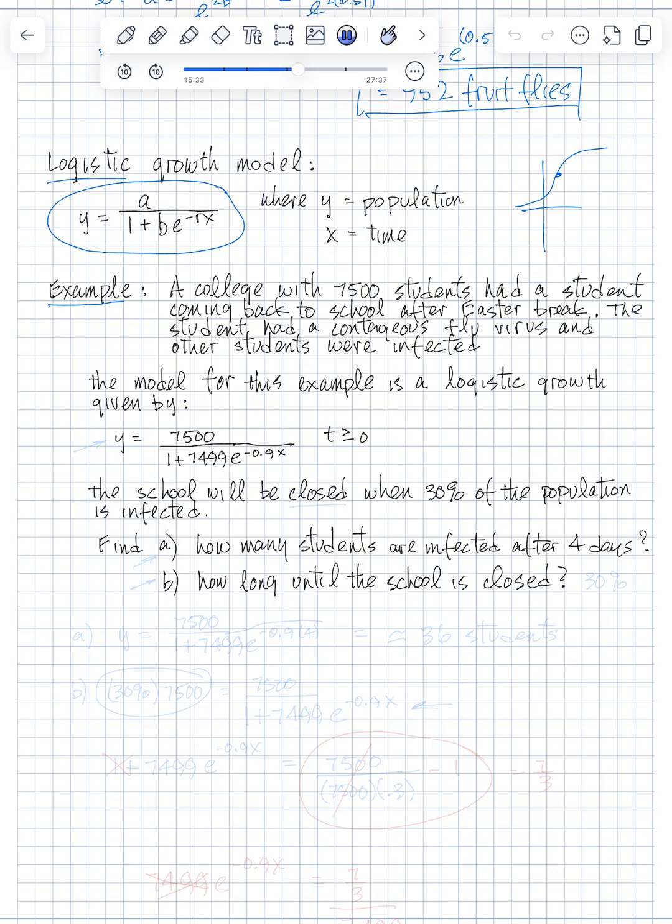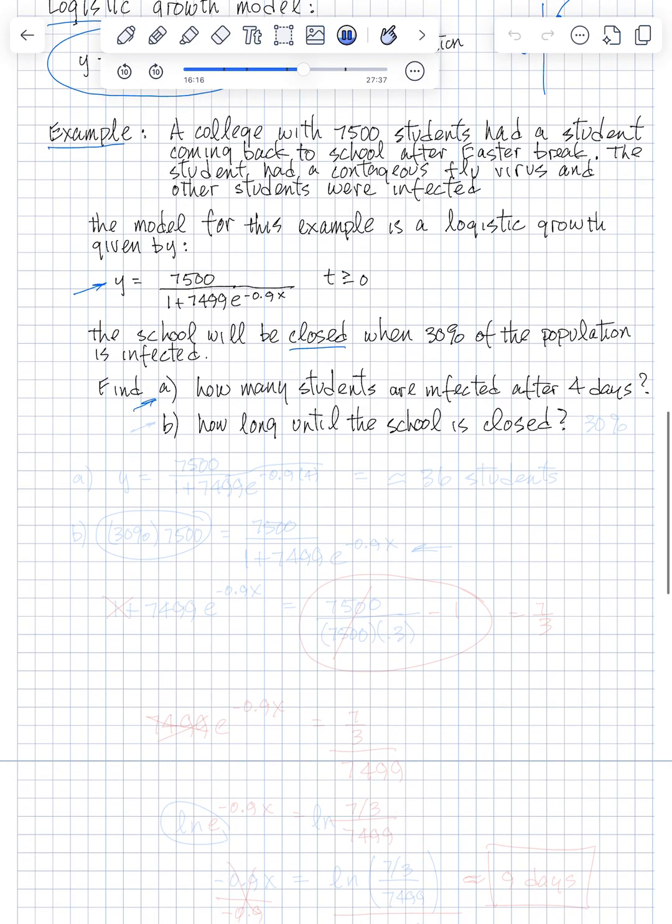Well, an example we have for that is a college that has 7,500 students, and a student came back from vacation infected with the flu virus, and he starts infecting other students because he was contagious. And this follows a logistic growth model. And here's the equation that we're going to be using. Y is equal to 7,500 over 1 plus 7,499 e to the negative 0.9x, and t is greater than 0. So the school is going to be closed down when 30% of the population is infected. And we want to find out two things. A, how many students will be infected after 4 days? And B, how long is it going to take until the school is closed?